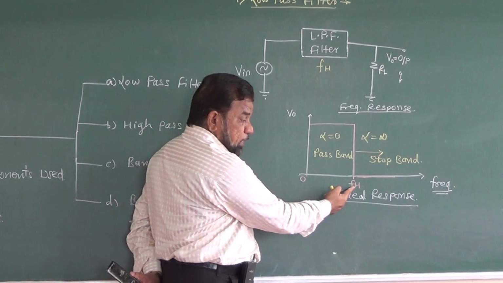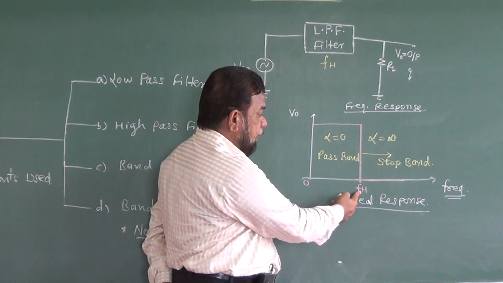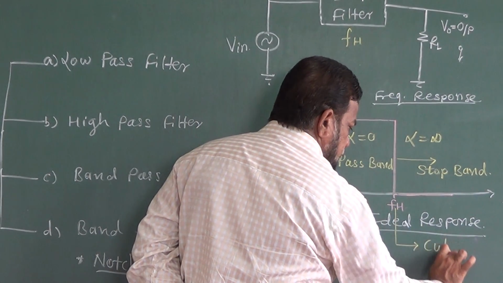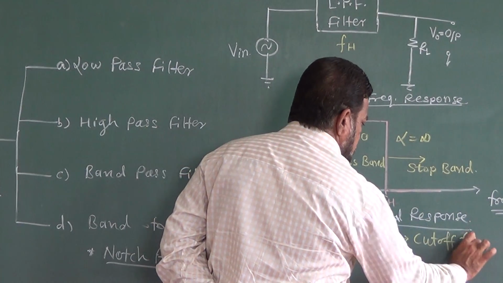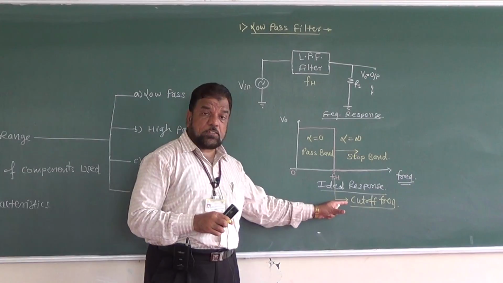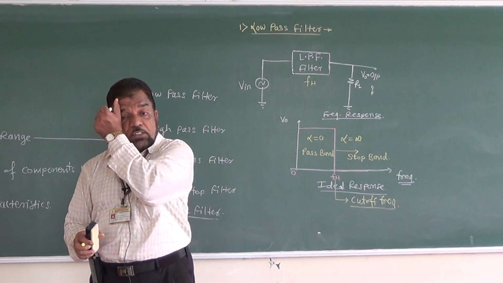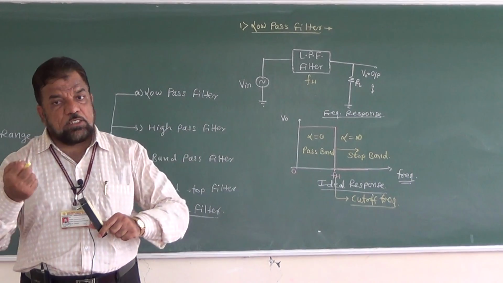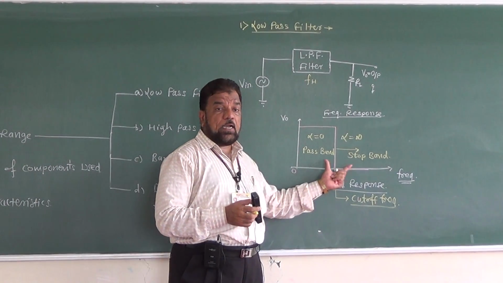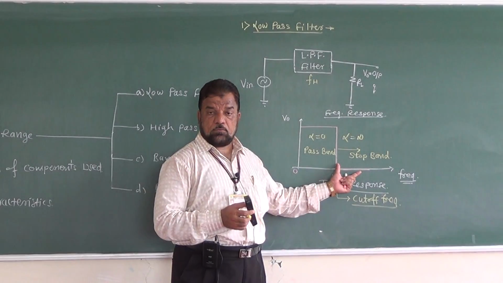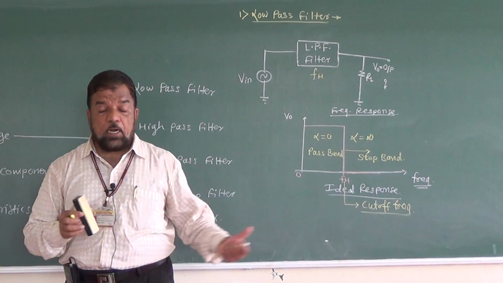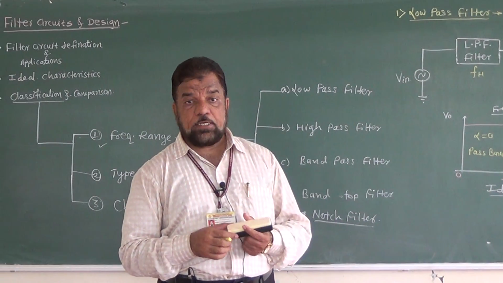Whereas a frequency which separates pass band from stop band, that frequency is nothing but the cutoff frequency. And this cutoff frequency is a function of circuit components. So by adjusting the circuit components, I can have a desired pass band and a desired stop band. Okay? So this is the ideal response of a filter circuit, the low pass filter.